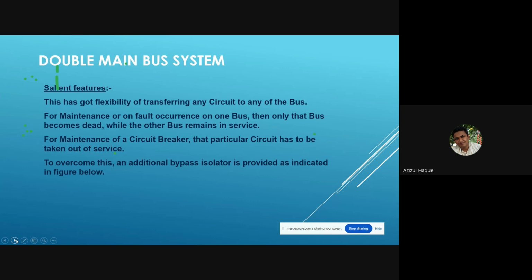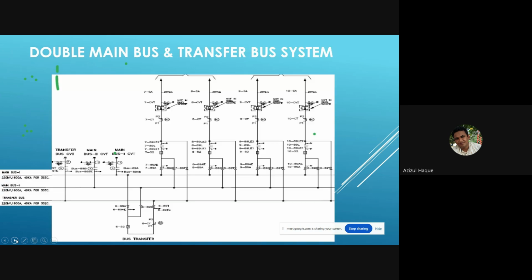Okay, next slide, please. This is the improvement over the double main bus system. This is a double main bus and transfer bus system. Here we have one extra facility. We have all the facilities of the double bus system, but in a double bus system, if I have to take maintenance or any other problem comes to the circuit breaker of a feeder, suppose.